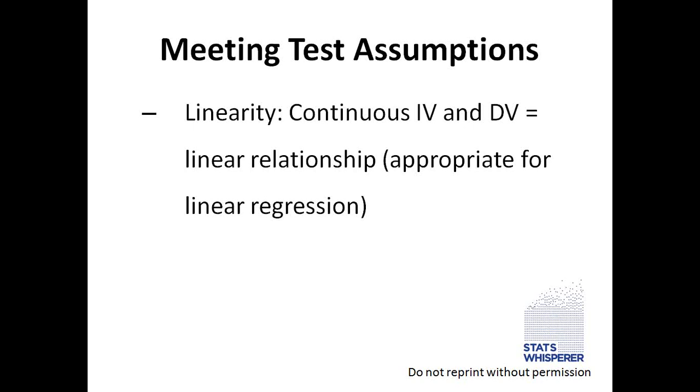Now, linearity. What is linearity, right? Well, you have a linear regression. It sounds similar. So you have a continuous independent variable and dependent variable, and they should have a linear relationship with one another if you're using linear regression to examine that relationship. So what's that mean?